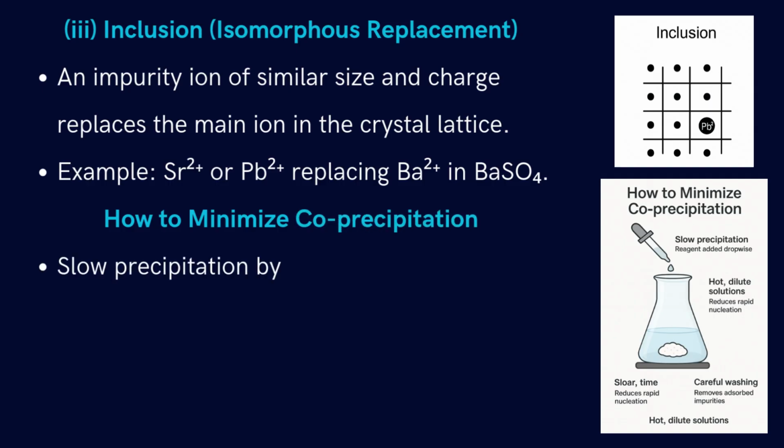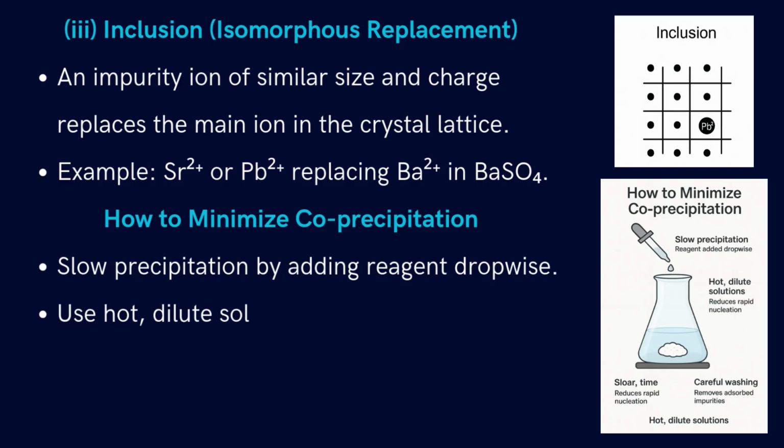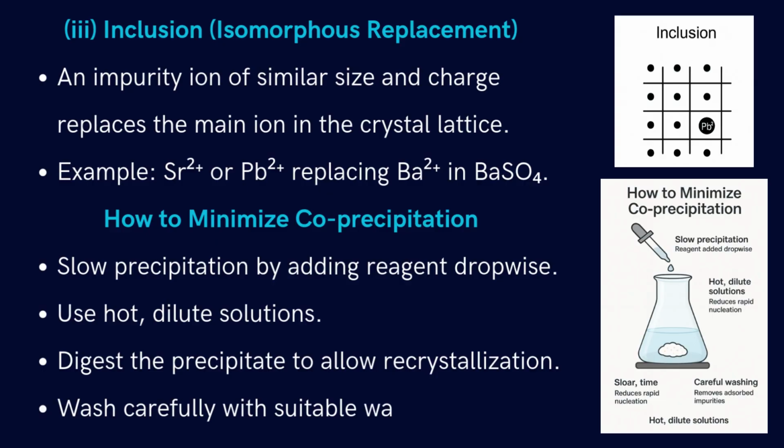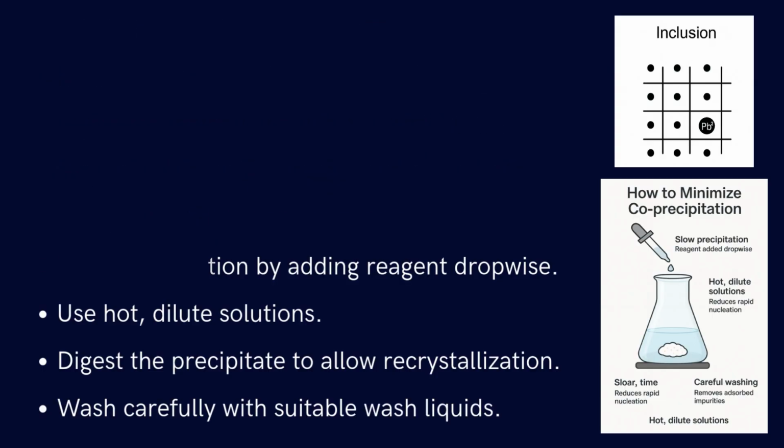Then, next is how to minimize co-precipitation. Slow precipitation by adding reagent dropwise. Use hot, dilute solutions. Digest the precipitate to allow recrystallization. Wash carefully with suitable wash liquids.